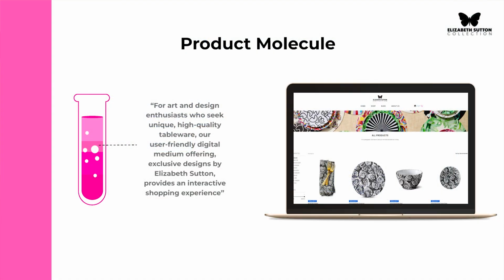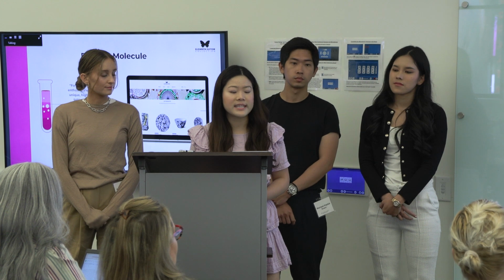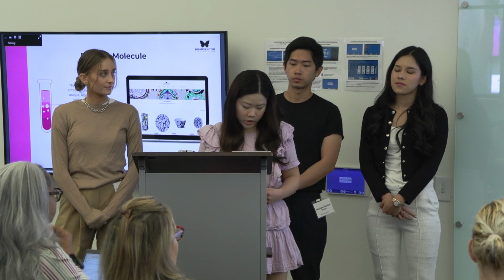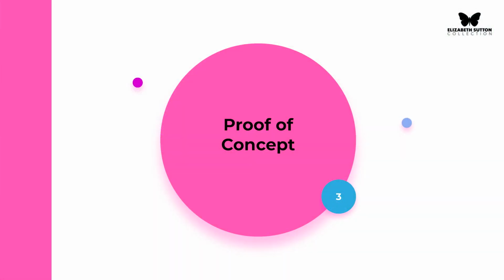Defining the product molecule clarified the core, actual, and augmented spaces of our new brand. This helped us to focus on the unique value propositions and features that would attract and retain customers. Observing the current state of the market allowed us to identify improvement areas and set the stage for the next phase of our project. With all the research conducted, we navigate ourselves into this proof of concept.